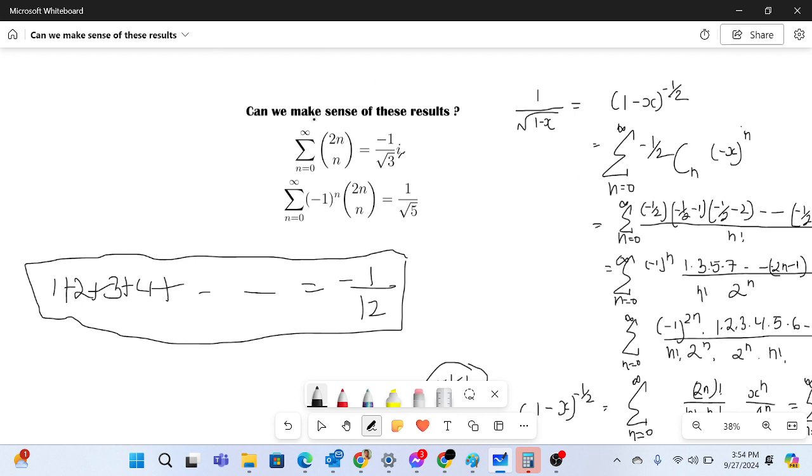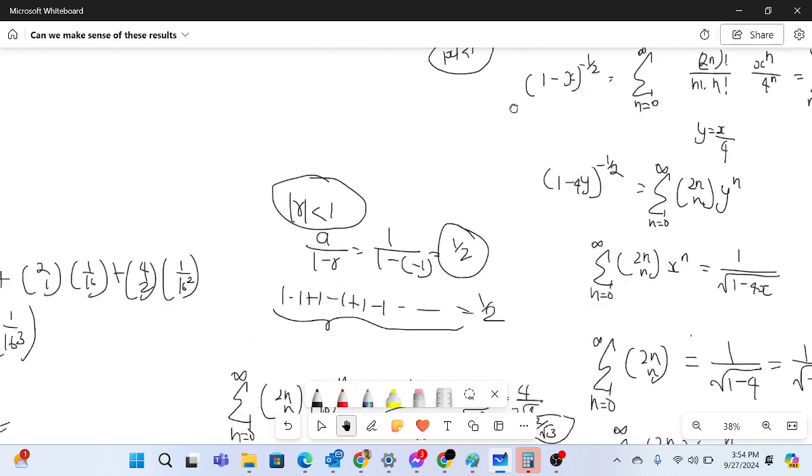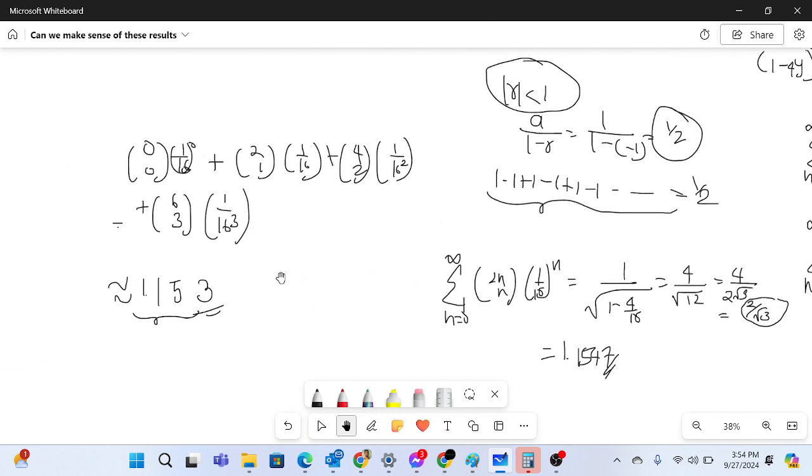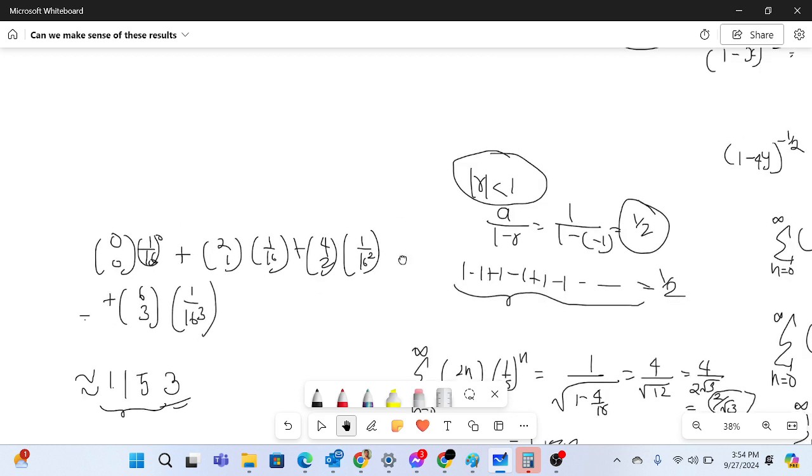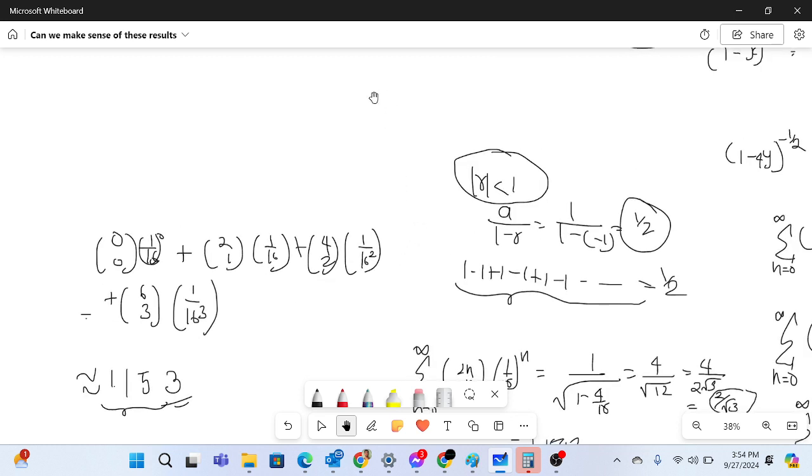Let me know if you have any idea how to make sense of this, and also let me know how you actually know the rate of convergence. Is there any way to know the rate of convergence? How fast or how slow does it converge?